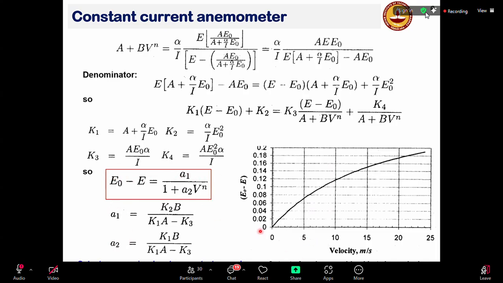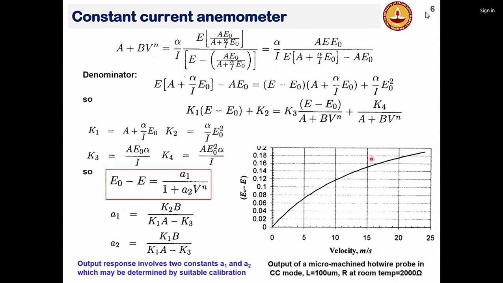Now if you plot the output voltage E naught minus E with velocity, you get a trend something like this. So this is a nonlinear trend which the constant current anemometer exhibits. You can do calibration, do multiple measurements, and then when you fit the experimental data against this theoretical equation, you can find out the values of constants A1, A2 through some kind of curve fitting.